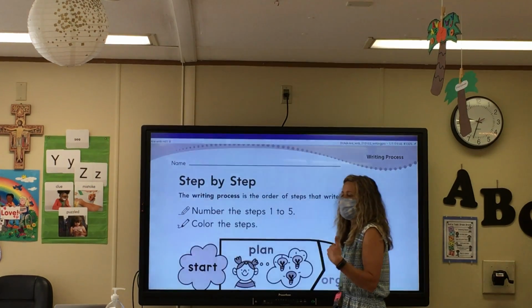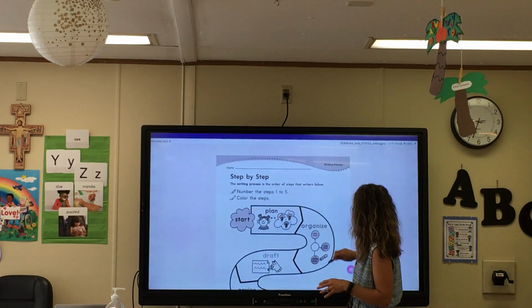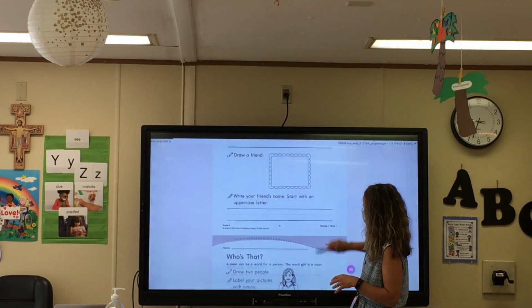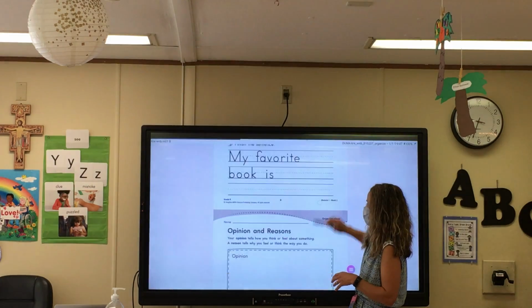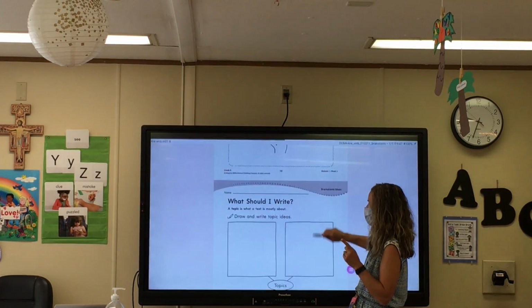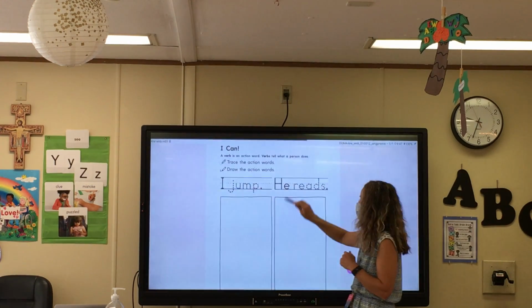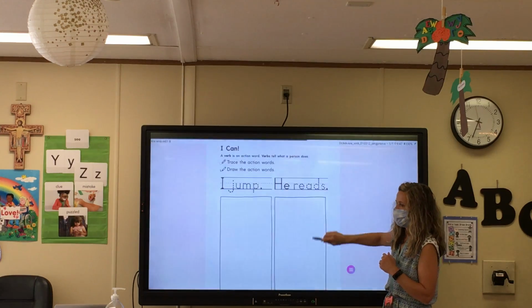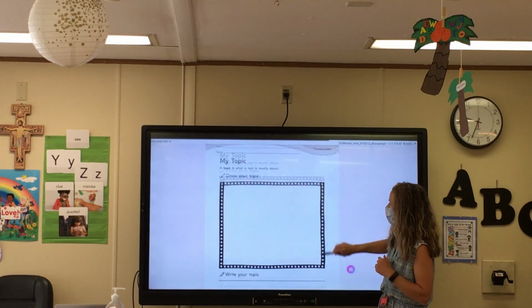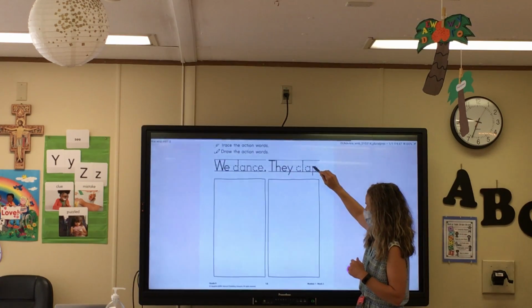Okay. All right. So in this we have our verbs. But in these verbs here, we're not going to say like before, where we said I or he reads, right? It was one person. Remember we did this? We said I jump, he reads. But now we're going to add more than one.